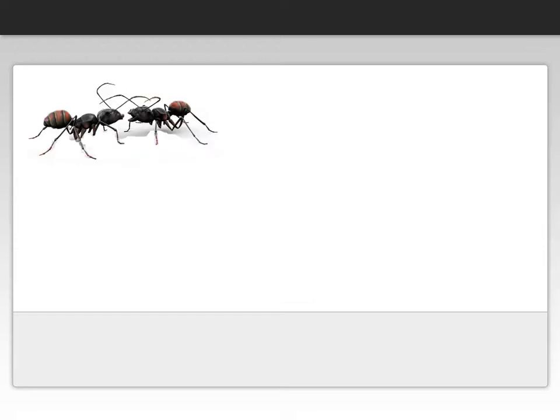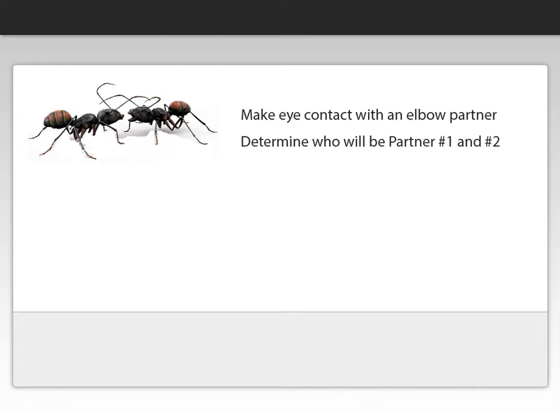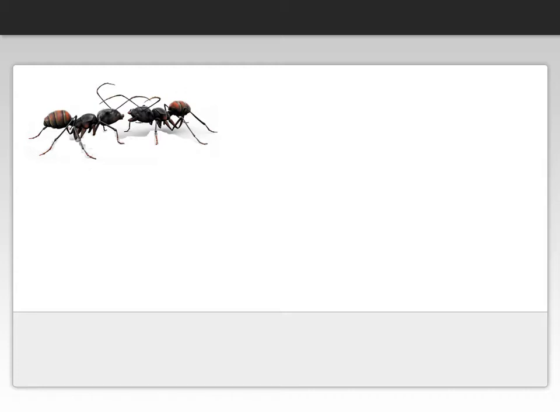Here are the procedures for precision partnering. First, make eye contact with an elbow partner and then determine who will be partner number 1 and who will be partner number 2. If there must be 3 partners in one group, then they will have 1 number 1 partner and 2 number 2s. The partners then will be instructed to follow the 4 L's.